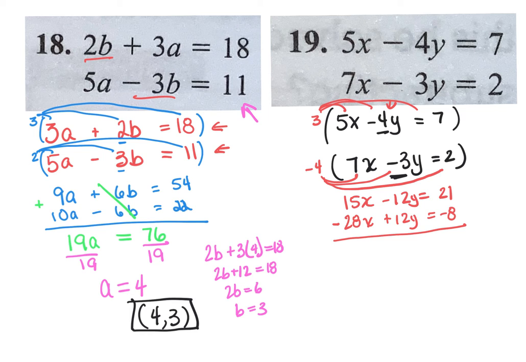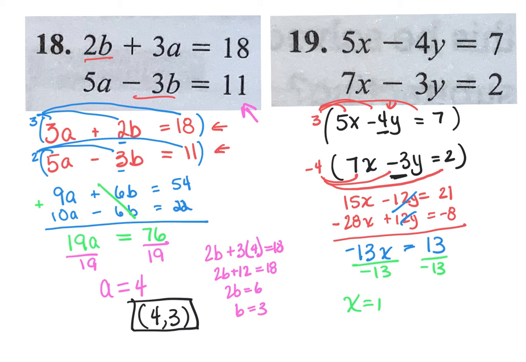15 and negative 28, what is that? What's 15 and positive 15 and negative 28? There we go, negative 13. These cancel. What about positive 21 and negative 8? No, 13. Just regular 13, yep. And then my final step to solve for x, divide by negative 13. So x is negative 1.